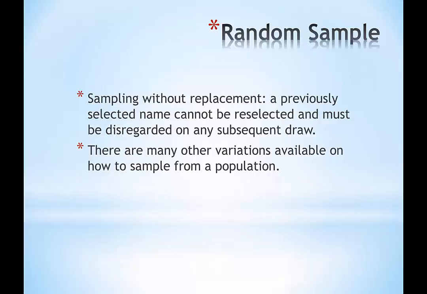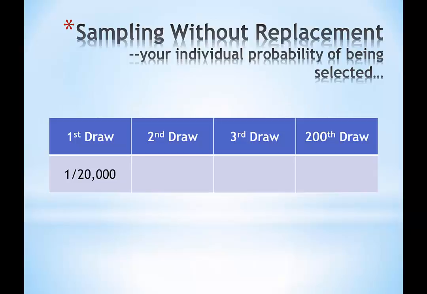Again, digging into the textbook will give you a chance to see a few other options with regards to sampling from a population. So here, this example now will be sampling without replacement. Again, your individual probability of being selected on that first draw is the same as sampling with replacement, 1 out of 20,000. I draw a name. It might be yours, it might not be yours. I'm not putting that name back in the hopper.